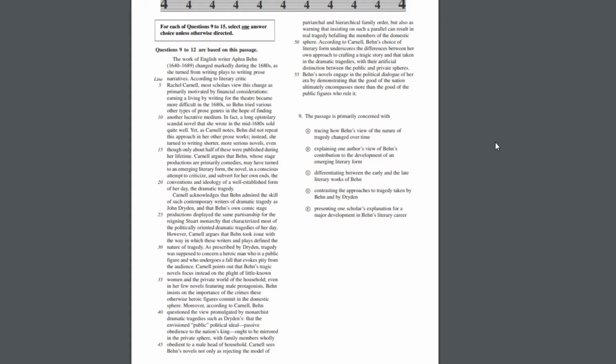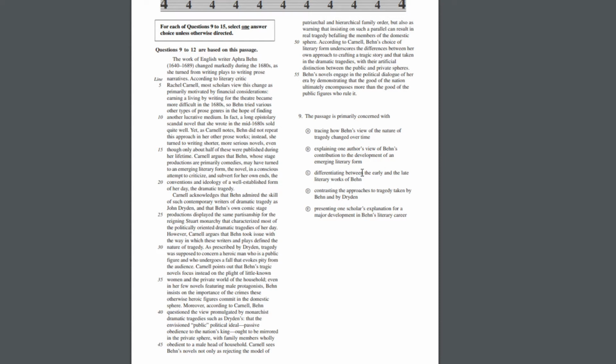So A, tracing how Behn's view of the nature of tragedy changed over time. Well, it doesn't seem quite right, because we're really just told how Behn felt about tragedy when she was writing them, right? There isn't this sense of progression of how things changed. B, explain one author's view of Behn's contribution to the development of an emerging literary form.